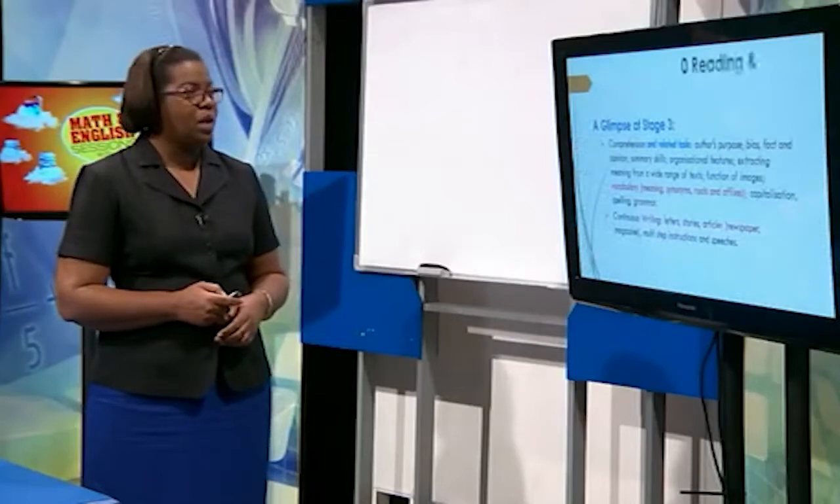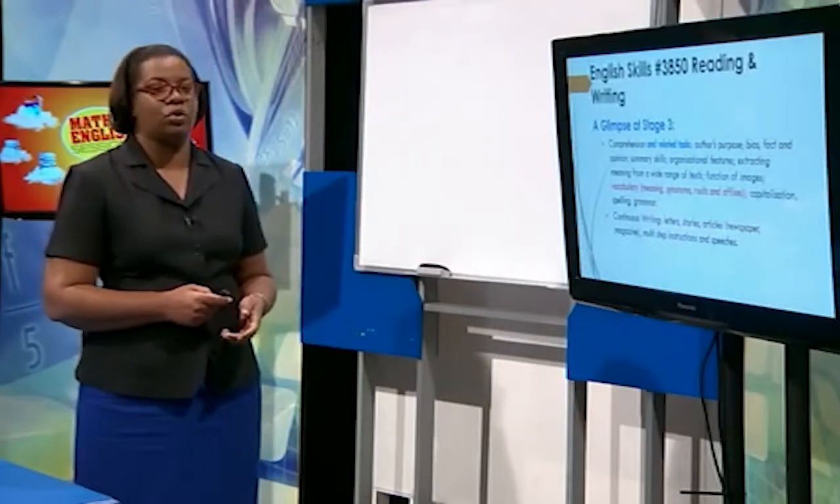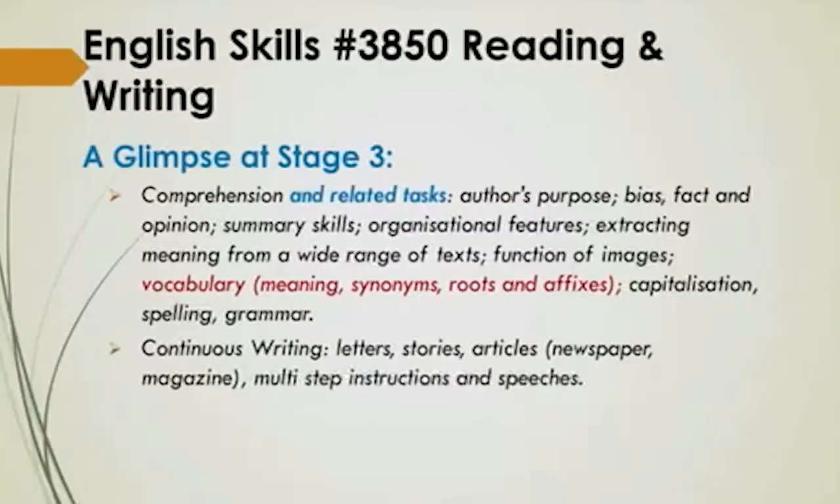At stage 3, your word limit is 300 to 400 words. Now you get comprehension and related tasks. You have to identify the author's purpose. Why did the author write this particular material? You look at bias, fact, and opinion. We're going to call on your summary writing skills.